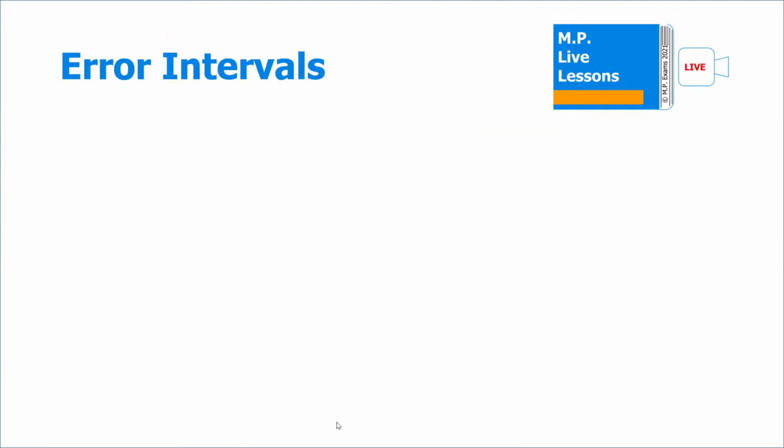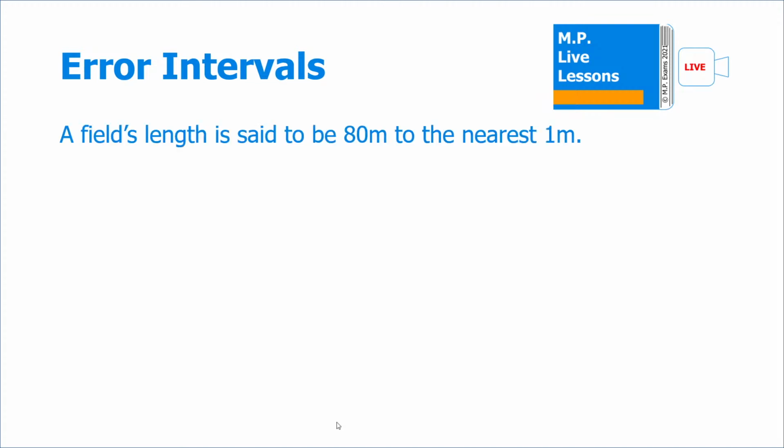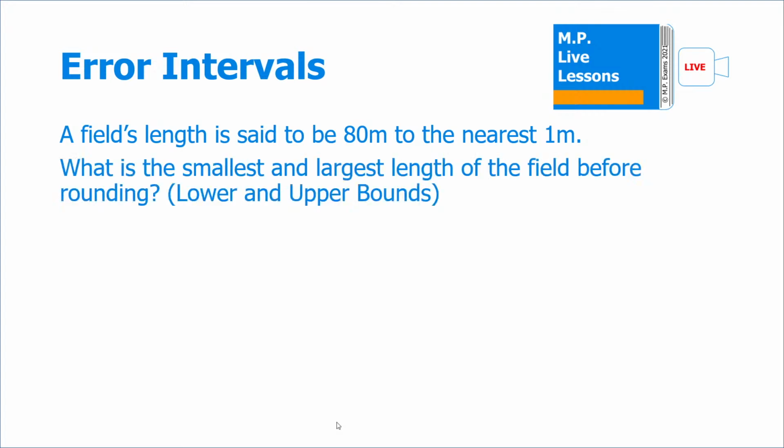Next, you need to learn about error intervals. So let's say a field's length is said to be 80 meters to the nearest 1 meter. So what are the smallest and largest lengths of the field before it was rounded? So these are lower and upper bounds.